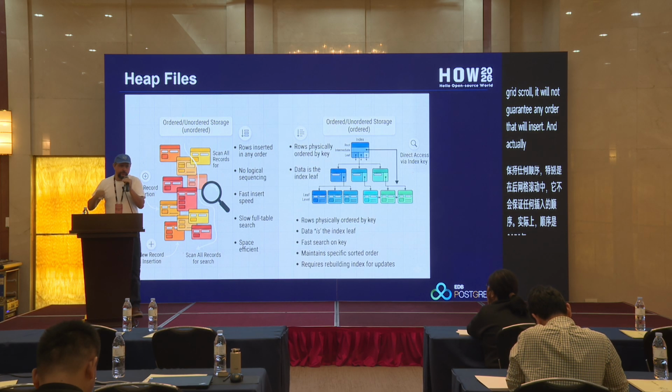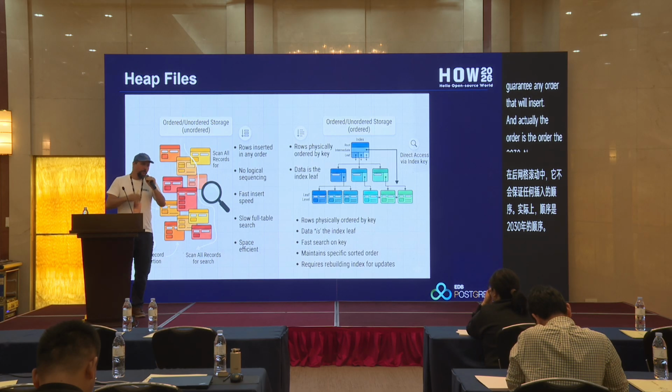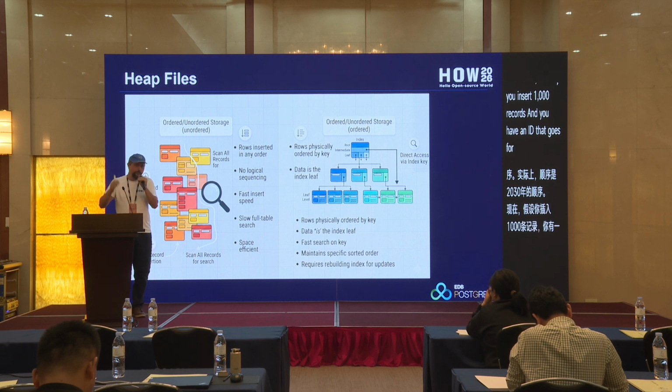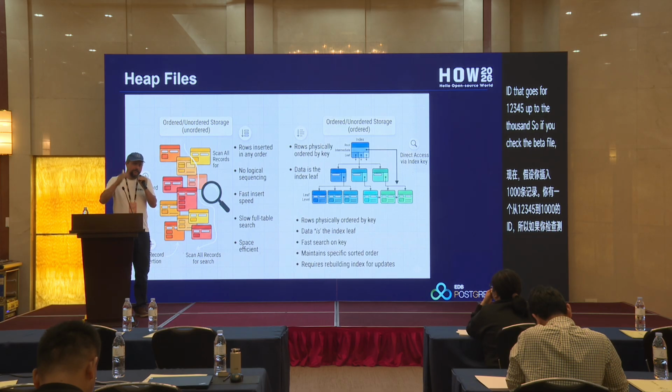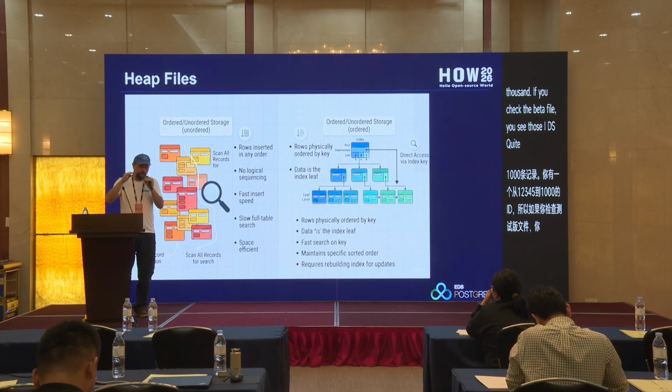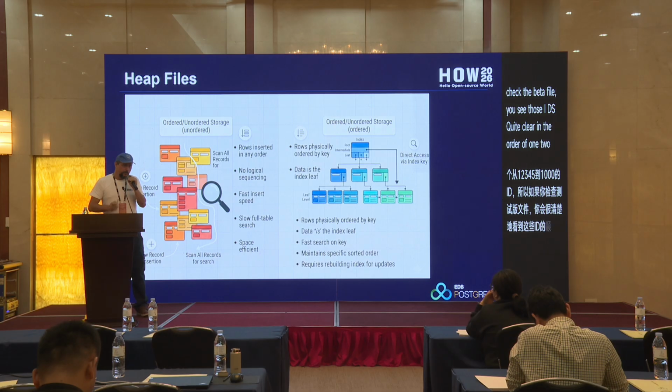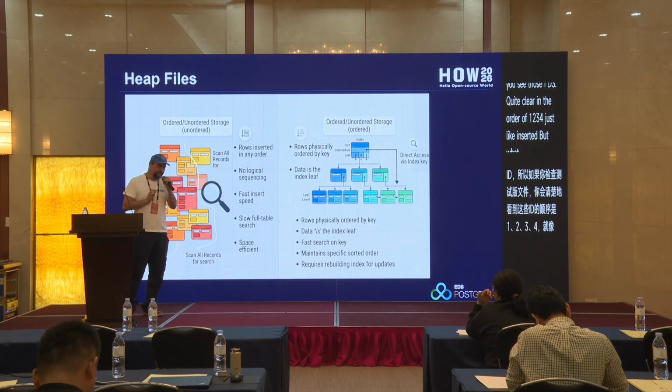So let's say you insert 1,000 records, and you have an ID that goes 1, 2, 3, 4, 5, up to 1,000. If you check the data file, you see those IDs quite clear in the order of 1, 2, 3, 4, just like you inserted. But what happens if you do an update?